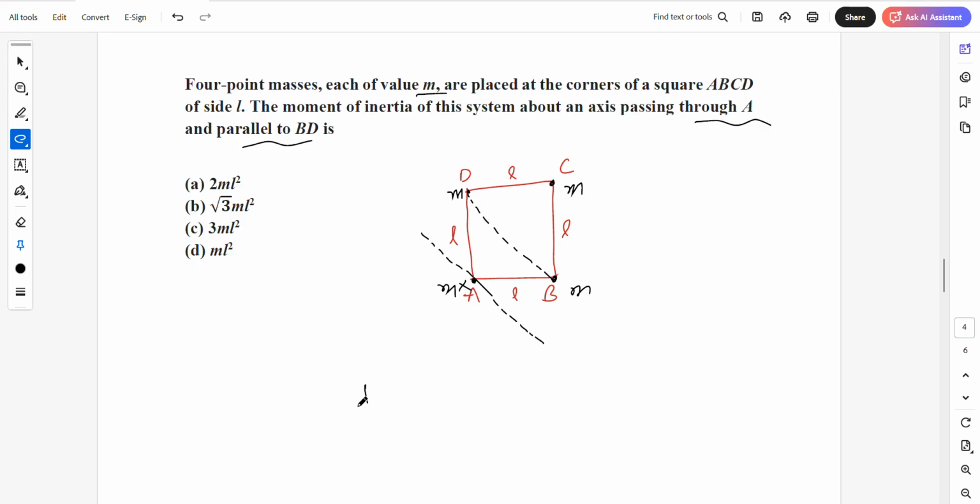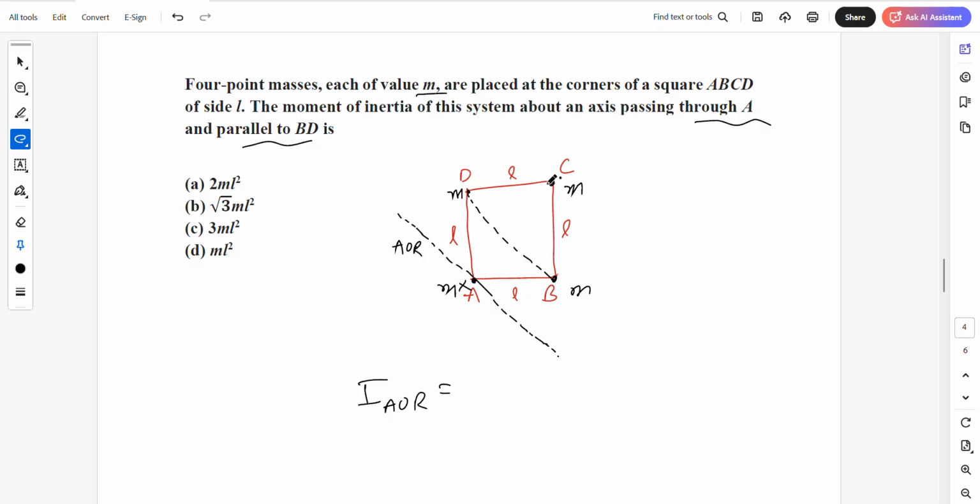Now, this is the axis of rotation. You have to calculate the moment of inertia of this system about an axis passing through A and parallel to this. Now which is the first one? This is m, this is m, and this is m. This is parallel to B and D, right. Now, what is the perpendicular distance from this mass kept at C?